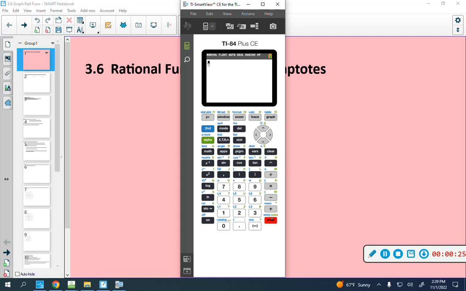If you do the division symbol, you have to have parentheses around the top and the bottom. If you don't, it could affect the order of operations and hence your graph. So I am going to type some in for you today, okay?